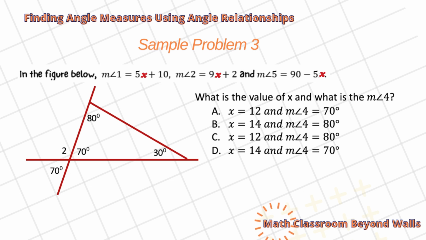Let us now answer the problem. What is the value of x and the measure of angle 4? Is it option A? Option B? Or is it option C? Or option D? There you are, learners. The answer is option C. We are done with the problem. Hopefully, you got lots of learning on this video.